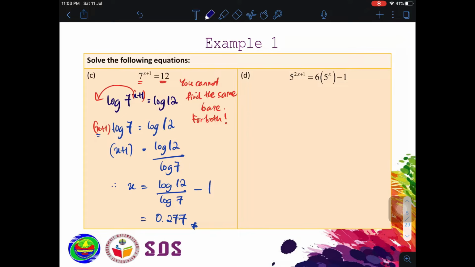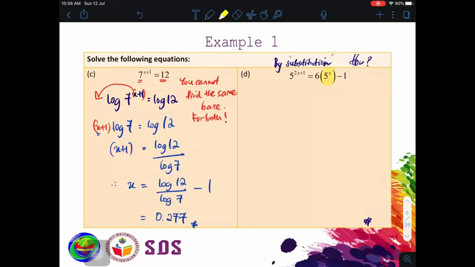Okay, for part D, when I look at this equation, I will straightforwardly know that I need to use the substitution method. How do I know it? Because I don't know that I can change 6 into the same base as 5. I do not know it, and we can't do it actually. Therefore, I can't compare the base, and I also can't use the log. Therefore, I only have the choice of substitution. How do I do it?